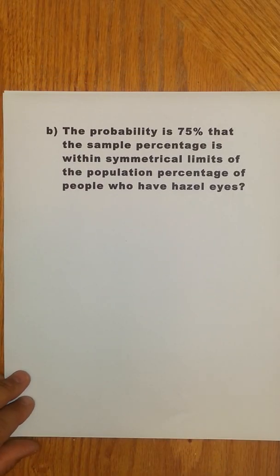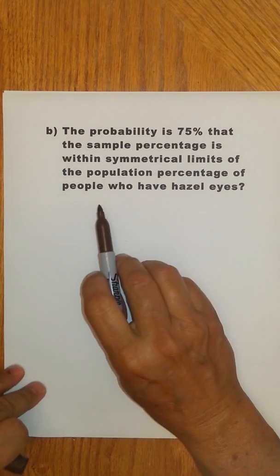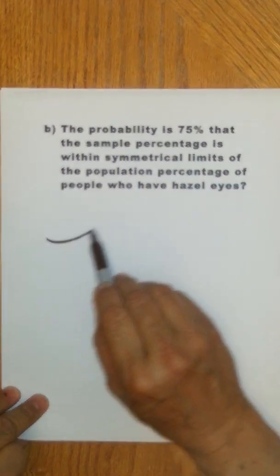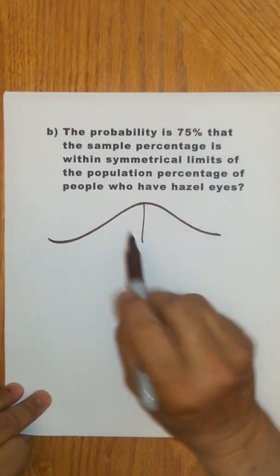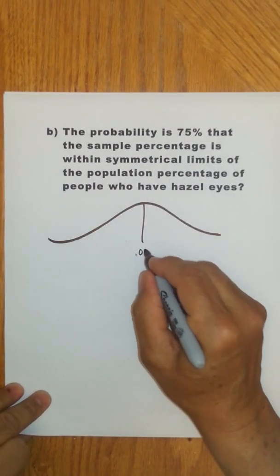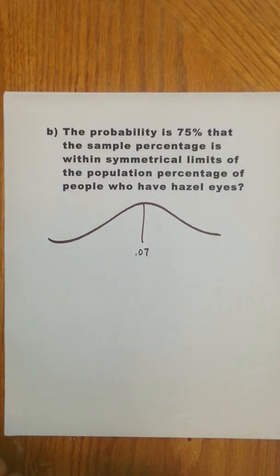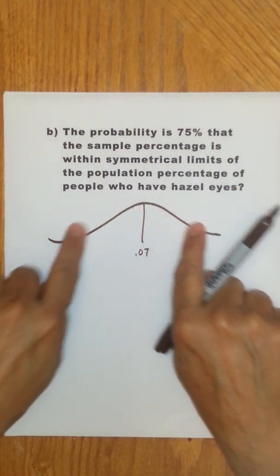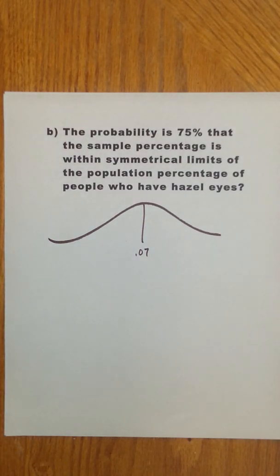The probability is 75% that the sample percentage is within symmetrical limits of the population percentage of people who have hazel eyes. So this is asking you that basically, if you're within symmetrical limits, when you look at the normal curve, the population percentage is 0.07. We know 7% of all people have hazel eyes. And the symmetry really arises from the fact that you have this normal curve that's symmetric.